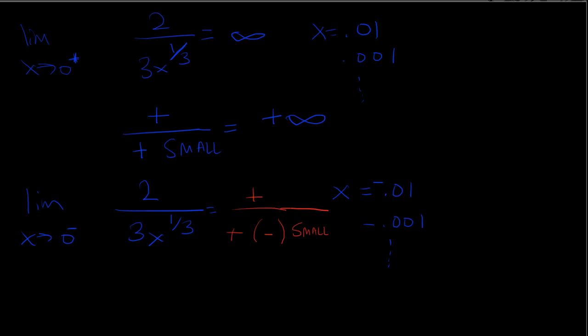Now the positive times a negative is just going to be negative, and then the positive over negative is going to be negative, and any number divided by a super small number is going to be infinity. So the limit here, as x approaches 0 from the left, is negative infinity. So from the right, we found it to go to positive infinity, but from the left, it's going to negative infinity.